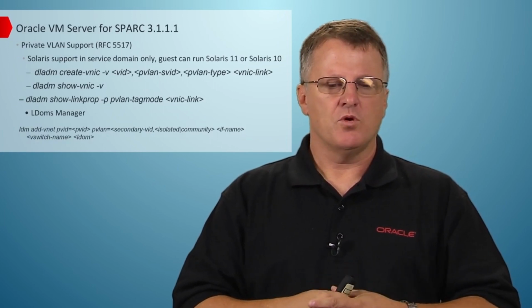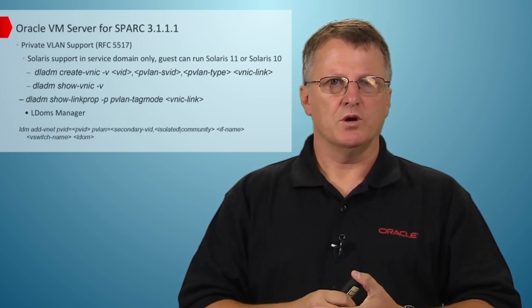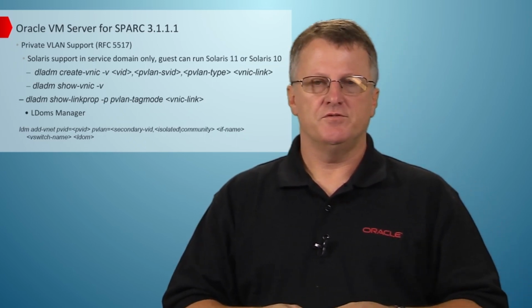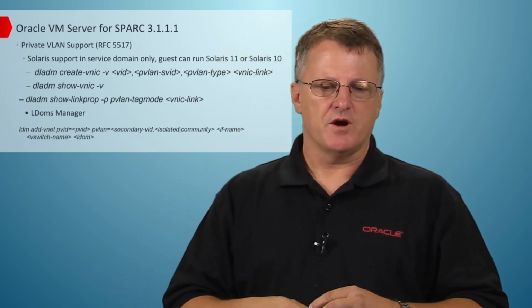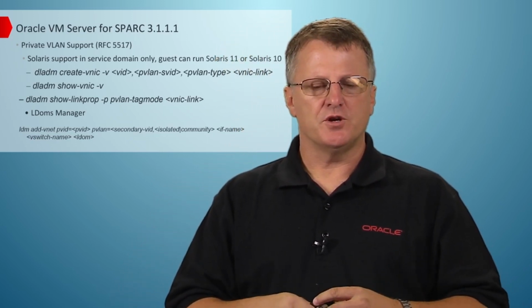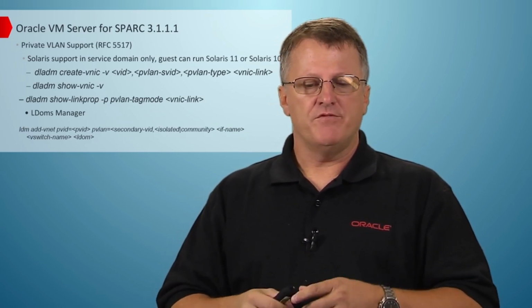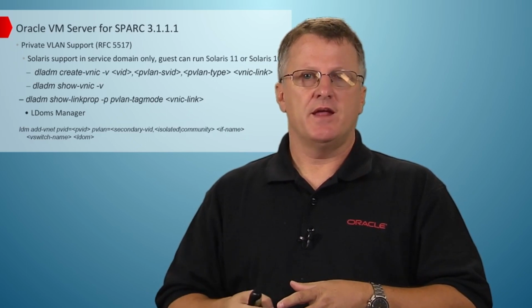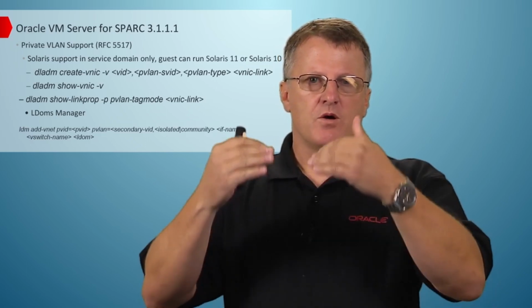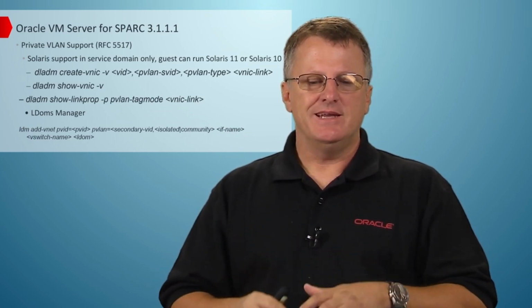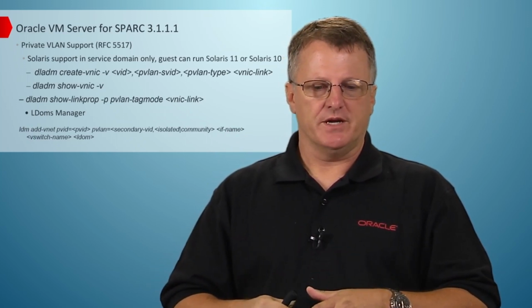I'd like to say a little bit more about our private VLAN support. So private VLANs are an industry standard documented in RFC 5517. And the way it works in a SPARC virtualized environment is first the administrator would create a VNIC, and on that VNIC would establish the PVLAN parameters. We now allow those PVLAN attributes to pass down into the logical domain's virtual network device.